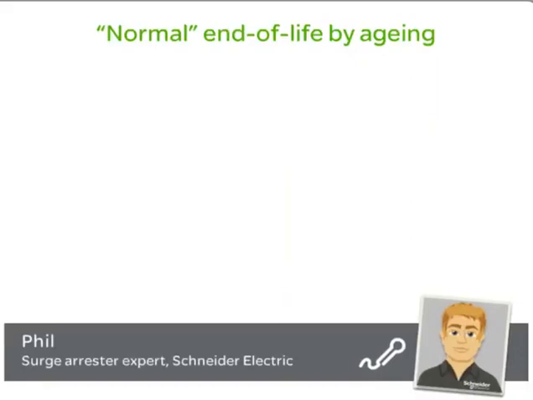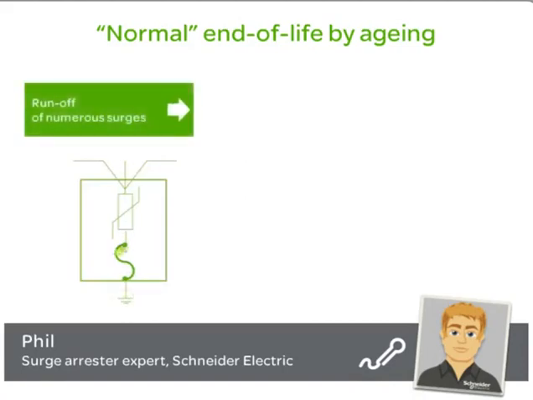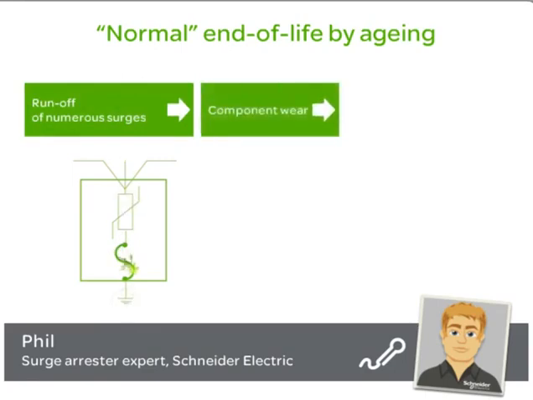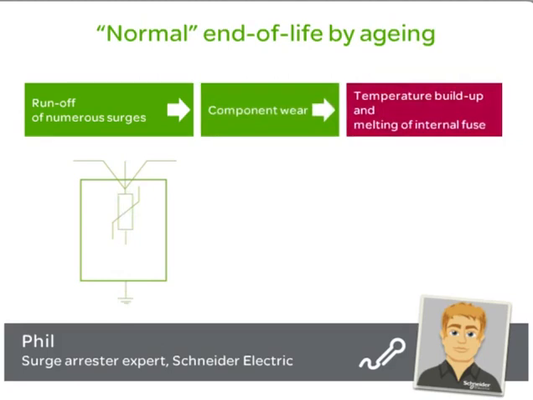Surge arresters include an active part which absorbs the energy of the overvoltage and a thermal fuse capable of isolating the active part from the electrical network. The running off of numerous surges over the years causes component wear. An ultimate event such as a stroke of lightning then causes temperature buildup, resulting in melting of the internal fuse. The integrated thermal protection isolates the surge arrestor from the rest of the installation.